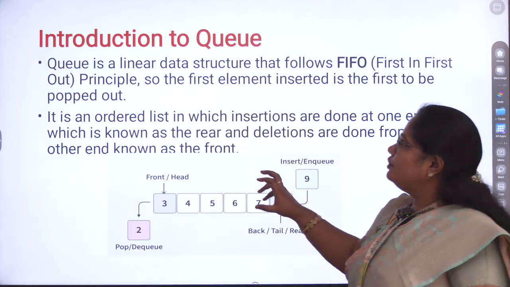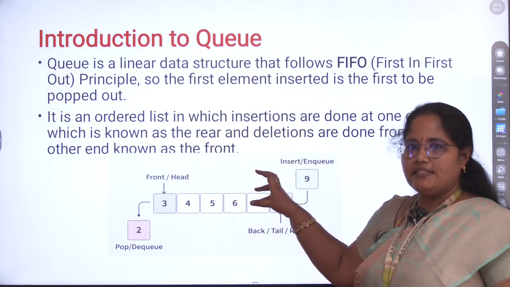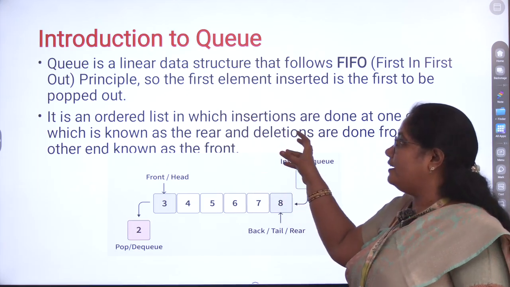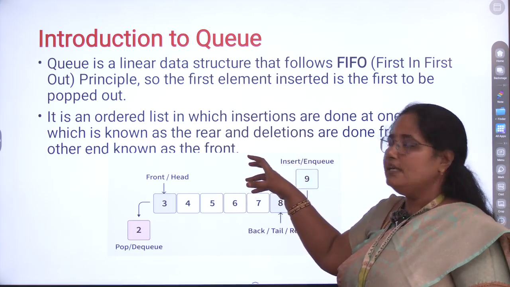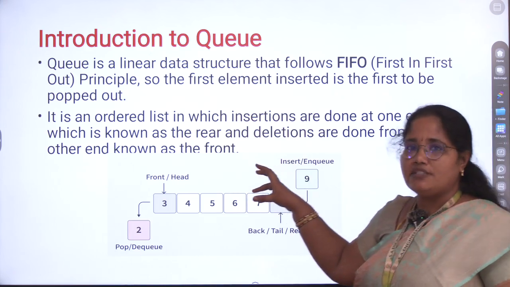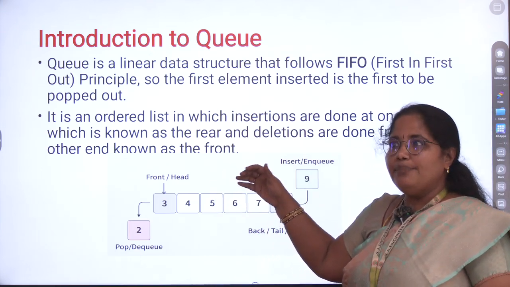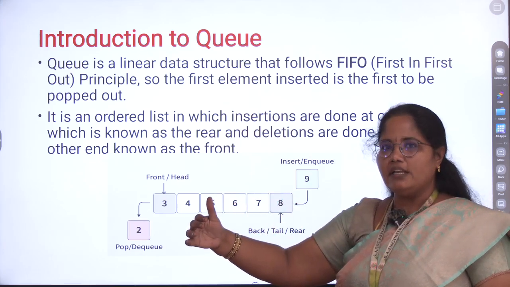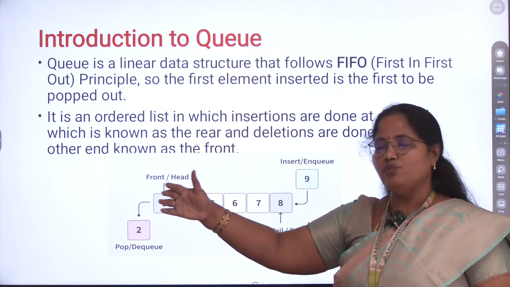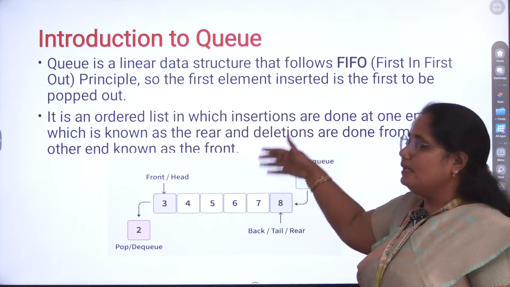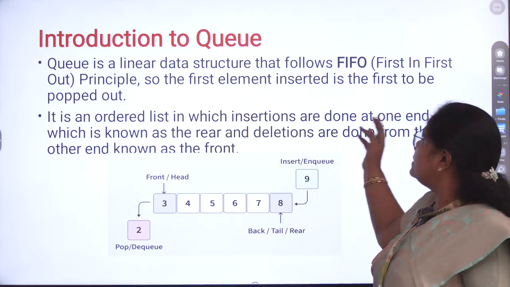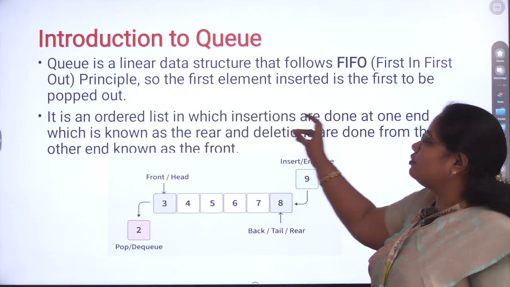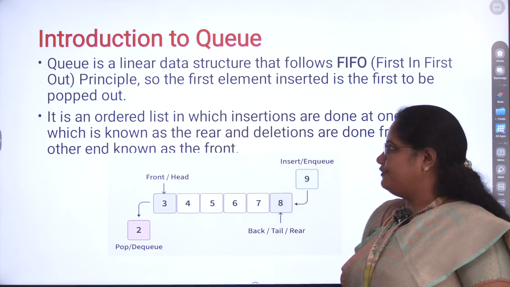And next, a queue is again a linear data structure where we can insert and delete elements, but it follows the first in first out principle. For example, a ticket counter. The person will move into the ticket counter, he'll get the ticket and he'll move out first. The same principle is followed in a queue. It's nothing but the first in first out principle. The first element inserted is the first element which is deleted.